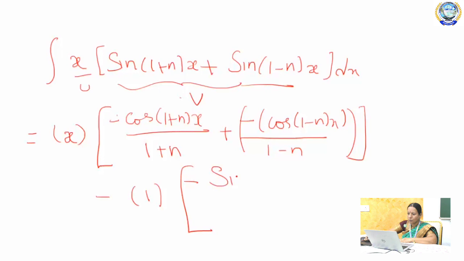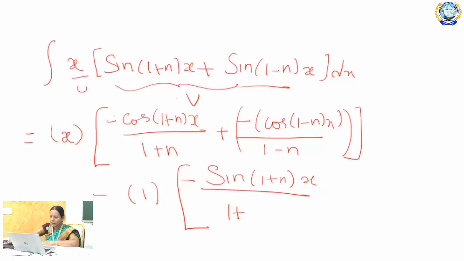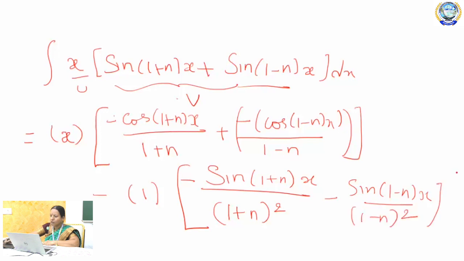So sine (1 plus n) x by (1 plus n) whole square, minus sine (1 minus n) x by (1 minus n) whole square, over the limits 0 to pi.